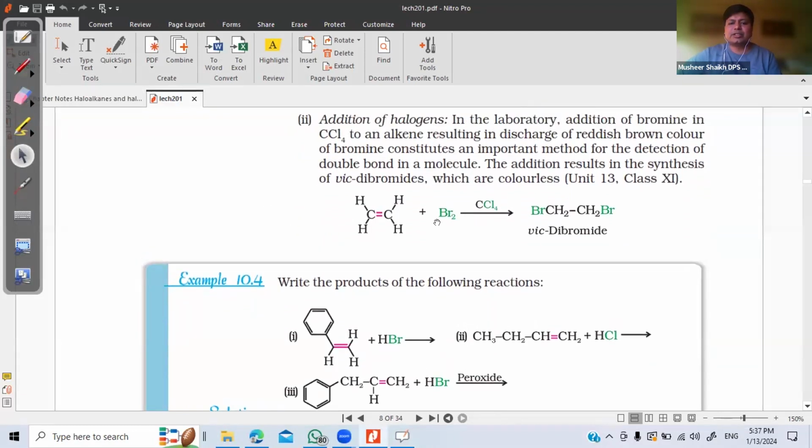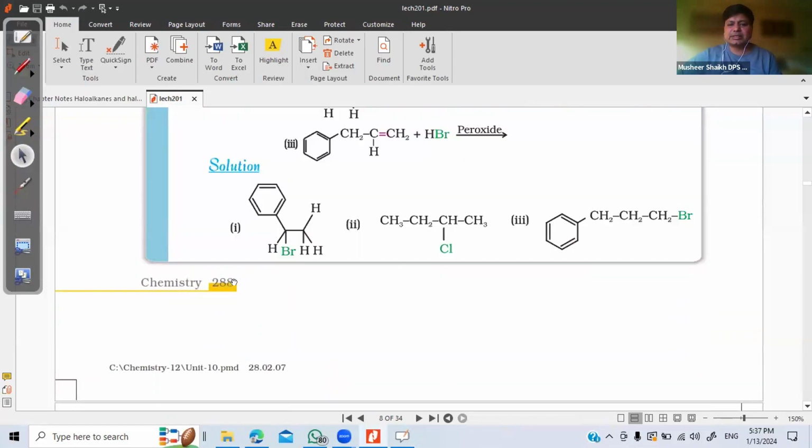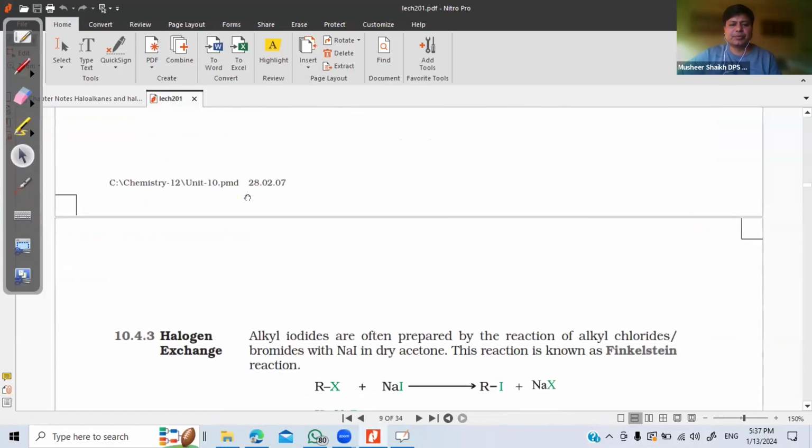If you take an alkene with Br2 in CCl4, which is a non-polar solvent, you will get the dibromo derivative. A few in-text examples are there, so go through them.